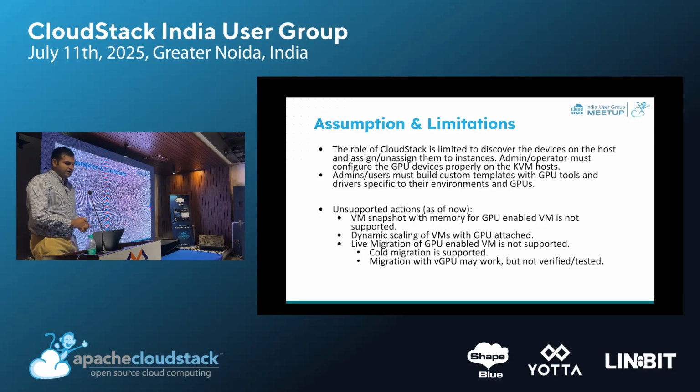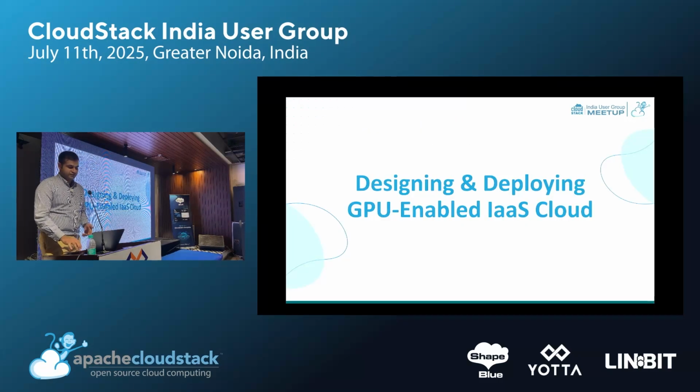Some assumptions are that the role of CloudStack is limited to how well the GPU devices are discovered and fed to CloudStack, because CloudStack in the end is orchestrating them. The admins and users may need to customize their templates and install GPU-specific drivers in them, otherwise it will just not work. And there are some unsupported actions. For example, VM snapshot with memory will not work. Even live VM migration may not work in all cases. Maybe it works for vGPUs, which we are yet to test, but for pass-through we found that it doesn't work. And dynamic scaling of instances, of course, will not work.